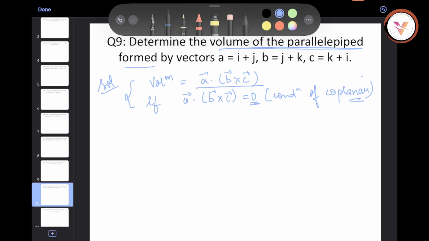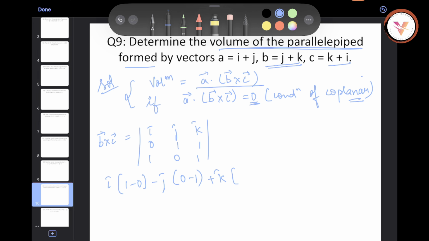So first, we'll calculate B cross C. Just put i cap, j cap, k cap. B is this, that is 0, 1, 1. C is k and i, that is 1, 0, 1. Then it is i cap, which is 1 minus 0. Then it is minus j cap, which is 0 minus 1. Then it is k cap, which is again 0 minus 1. This comes out to be i cap minus minus plus j cap and minus k cap.